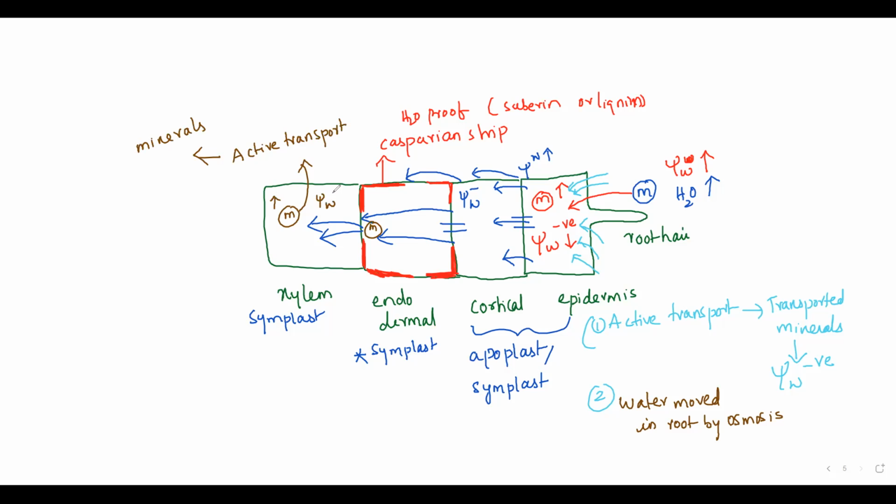Now what happens is, as you have actively transported minerals, the mineral concentration increases and the water potential, the number of water molecules, is reduced, so it is negative. Here you have more water, so the water potential here will be more than the water potential there, which is less. Obviously the water has to move from the higher concentration into the lower concentration through osmosis. So once again, the water moves through the symplast through osmosis, from here to this particular xylem.